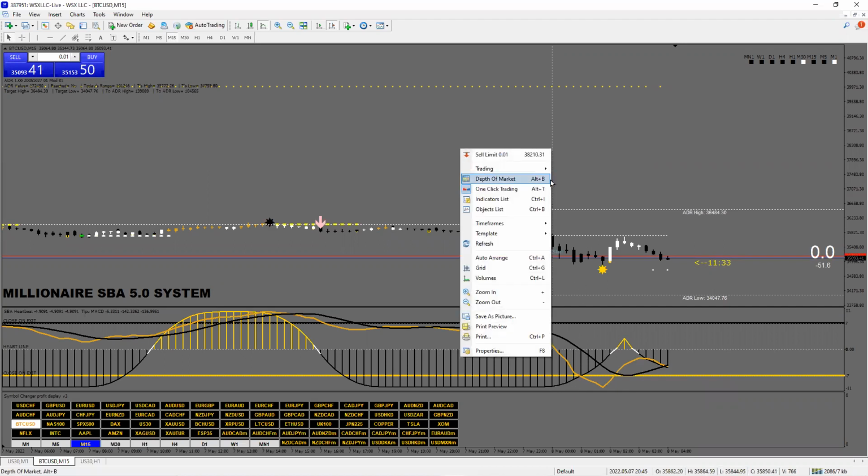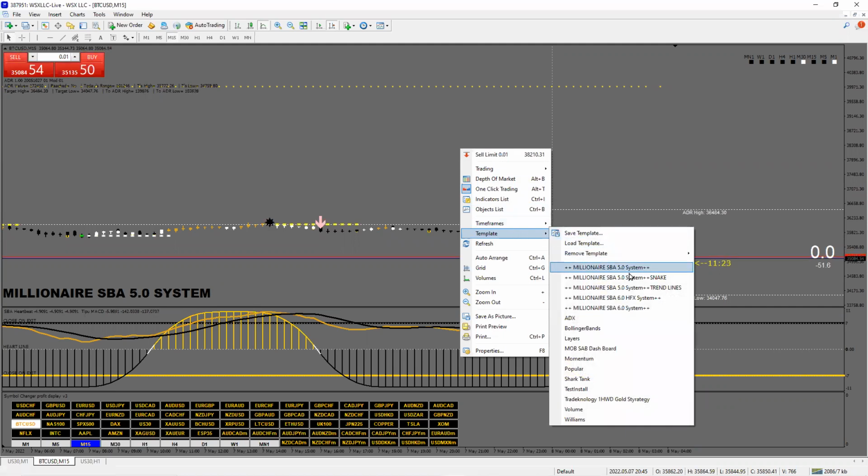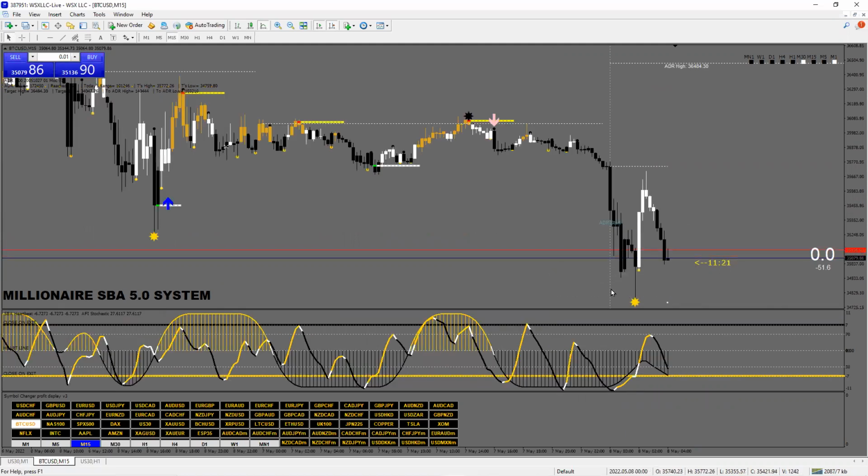Now, one chart template that is my favorite to use is this one, the 5.0 with the snake, because what this one does is it takes that MA and combines it into one.